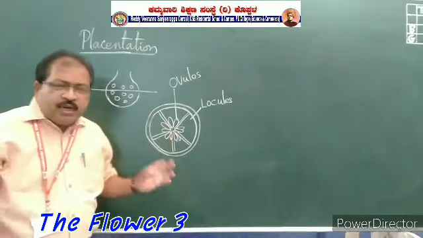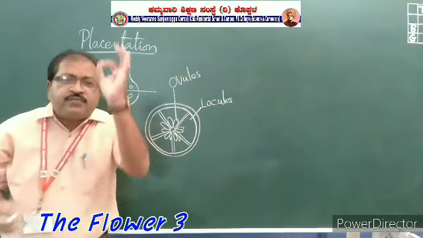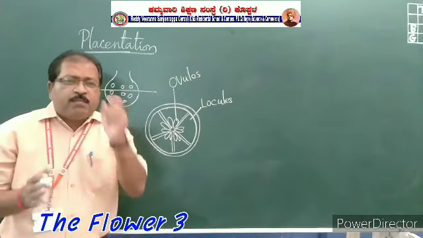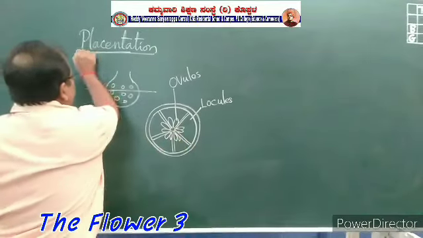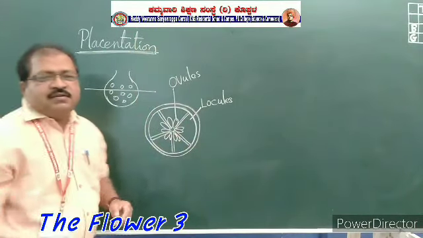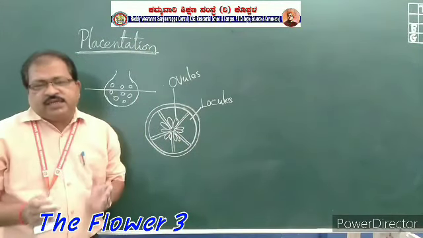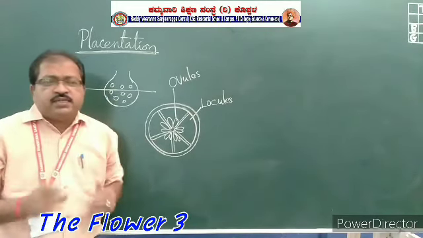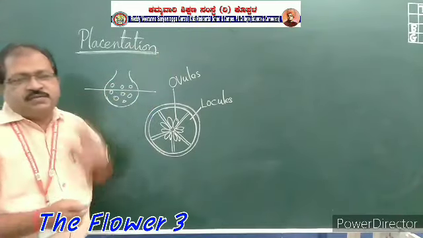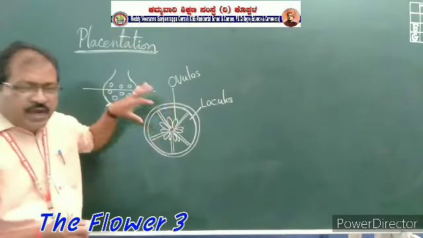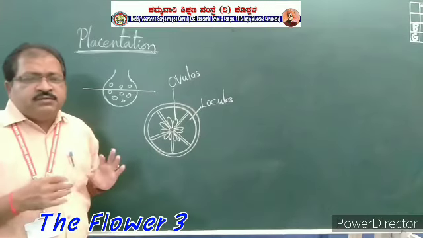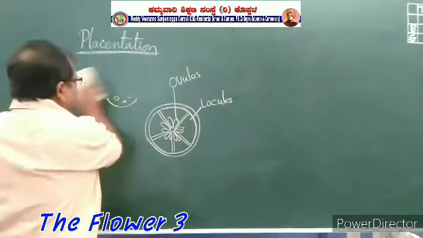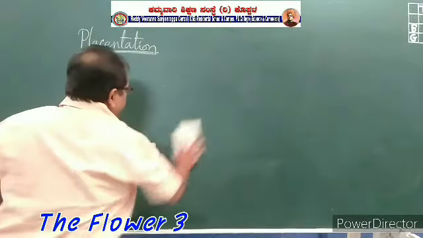The arrangement of the ovules in the placenta of the ovary is called placentation. Based on that arrangement, placentation is of 5 types.